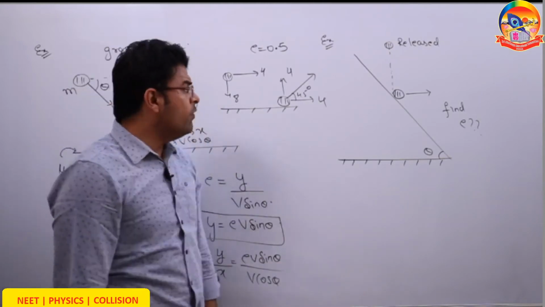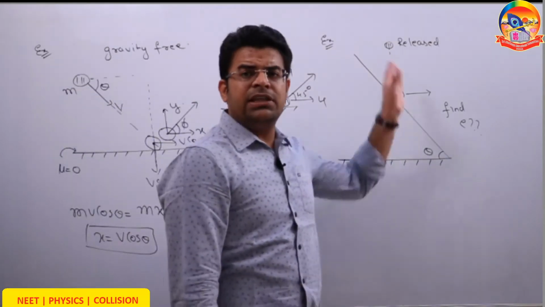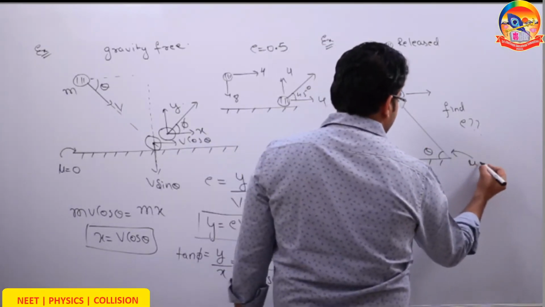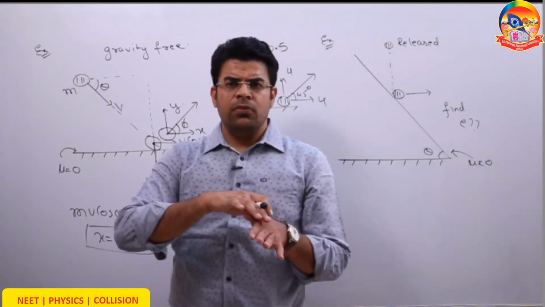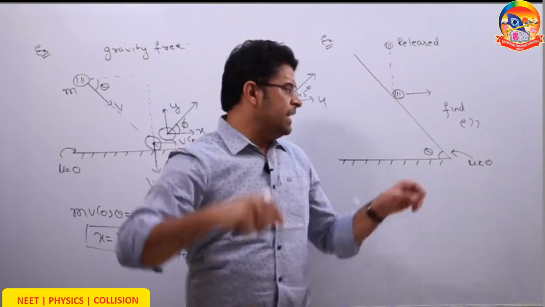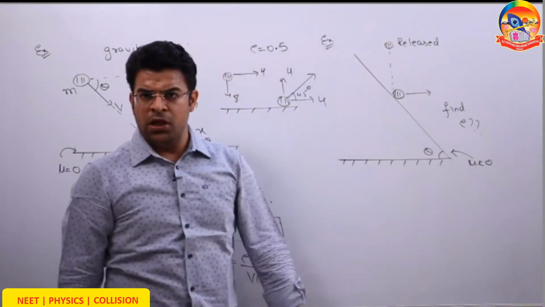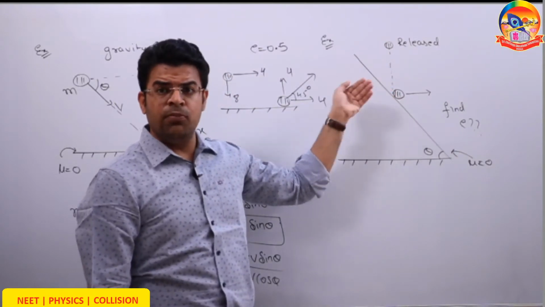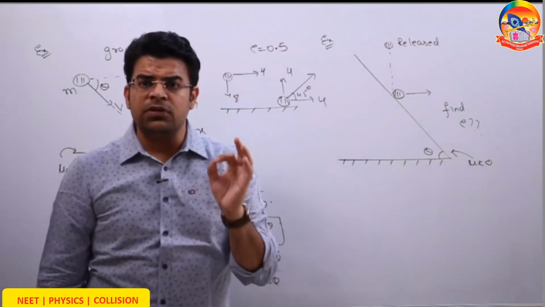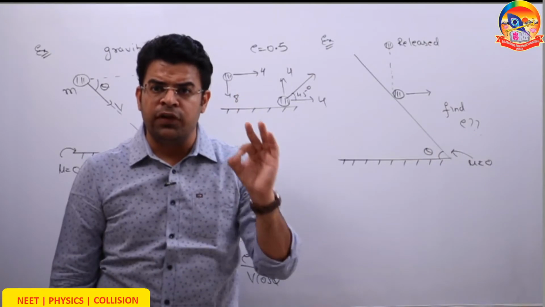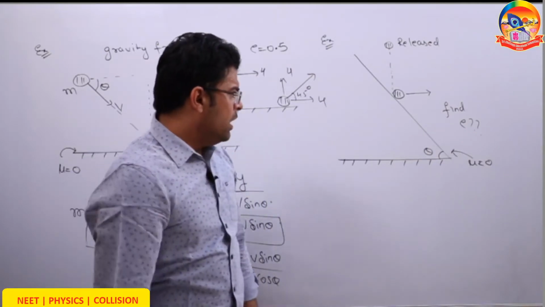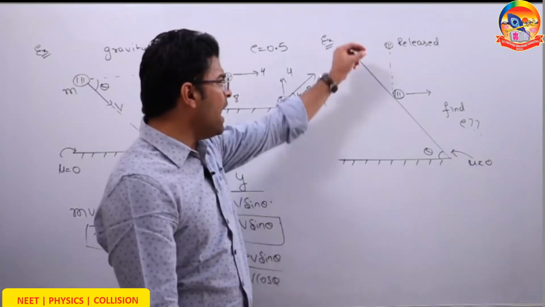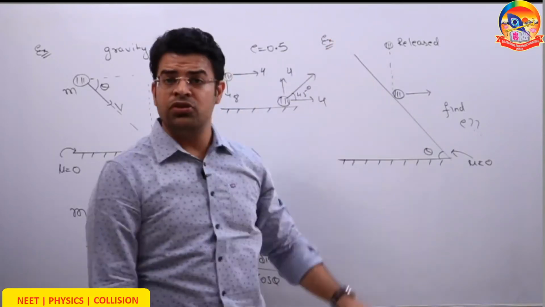So now moving on to the next example. There is an incline of inclination theta. The surface is frictionless. From some point above this incline, you release a ball. The ball comes, strikes the incline, and after collision moves horizontally. The question is, what is the coefficient of restitution? They haven't given me the mass of the ball, not required. They haven't given me at what height it has been released, not required.